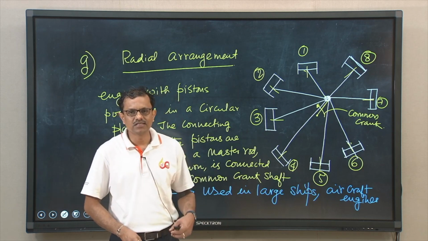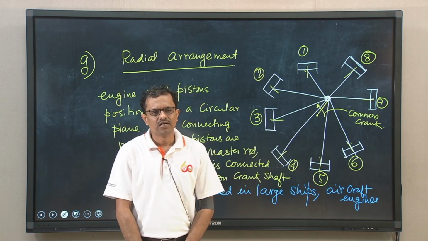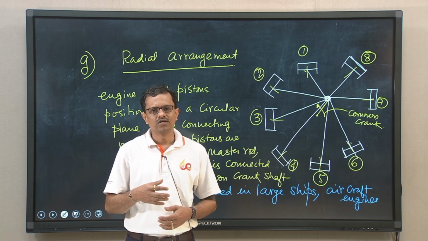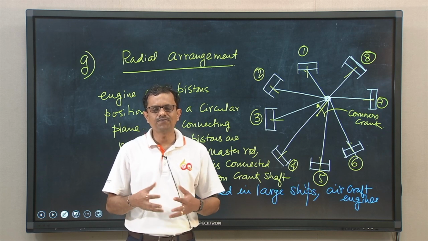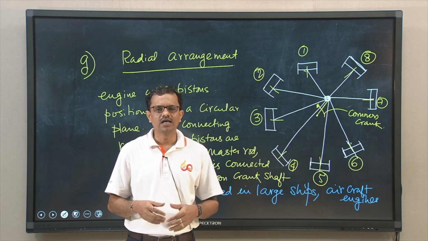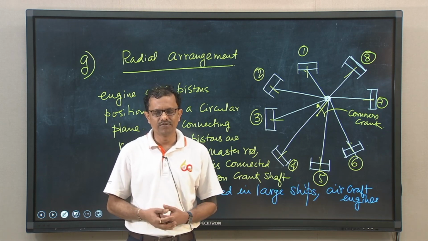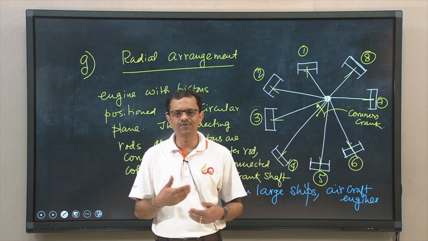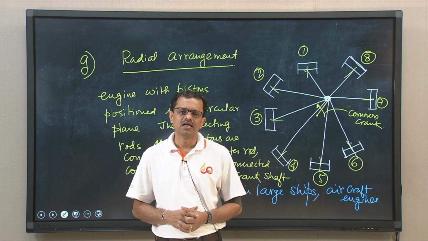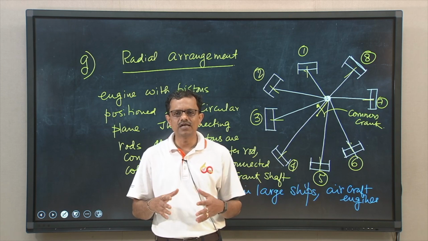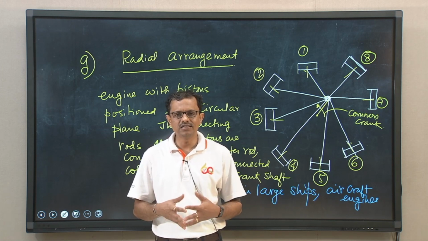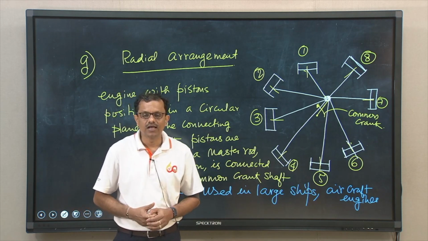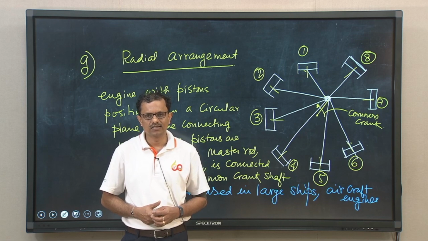So, to summarize today's discussion, we have discussed the constructional features of engine, focusing on valve arrangement and finally the cylinder arrangements. And we have seen that based on the constructional features of valve and also the cylinders, we could classify engines into several categories. So, with this I stop here today and we shall continue our discussion in the next class. Thank you.